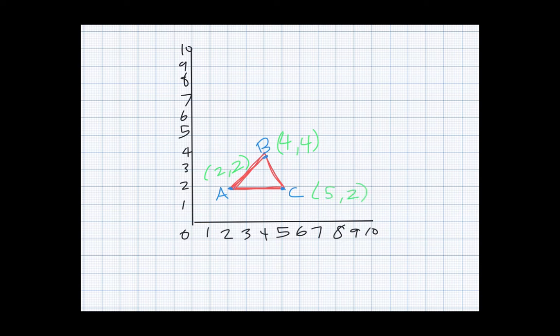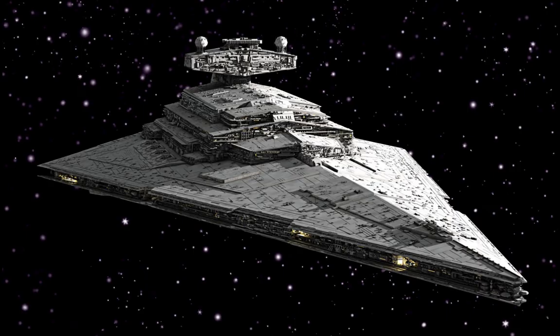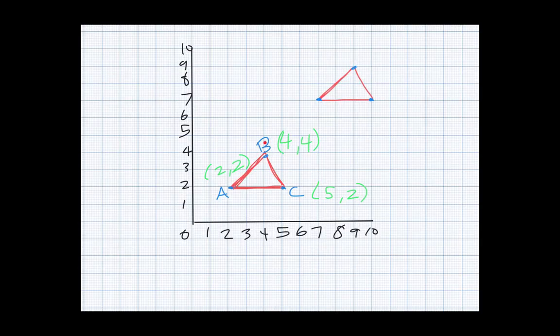Now, we're going to translate the shape or Star Destroyer. We're going to move the Star Destroyer to another point on the grid, and I want us to understand how we got there. Now, I've just translated the shape right over here. What is it? Star Destroyer! If this is the original coordinates right here, we're now going to change the coordinates for ABC into A prime, B prime, and C prime.